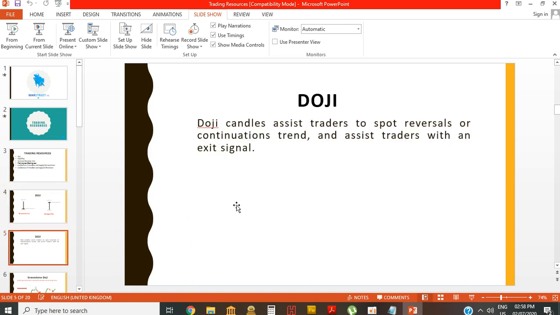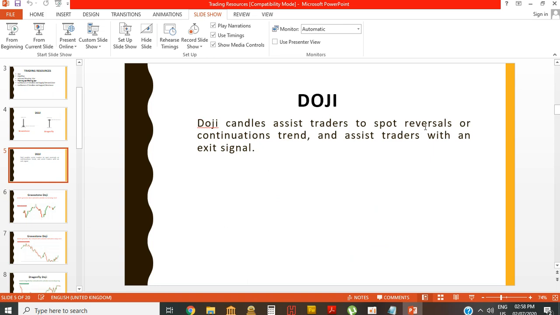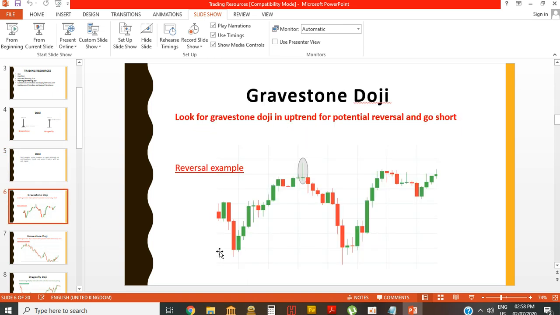Now, doji candles assist traders to spot reversals or continuation trend, and assist traders with an exit signal. I will explain that. Now, this is a doji. Remember, they said it's used to spot reversals. By that, reversal means if the market has been going up and you don't know when it will stop going up and start going down. You don't know until you see a doji. Once it's going up and then suddenly a doji appears at the top, it means the market wants to reverse. So it has helped you to spot a reversal.